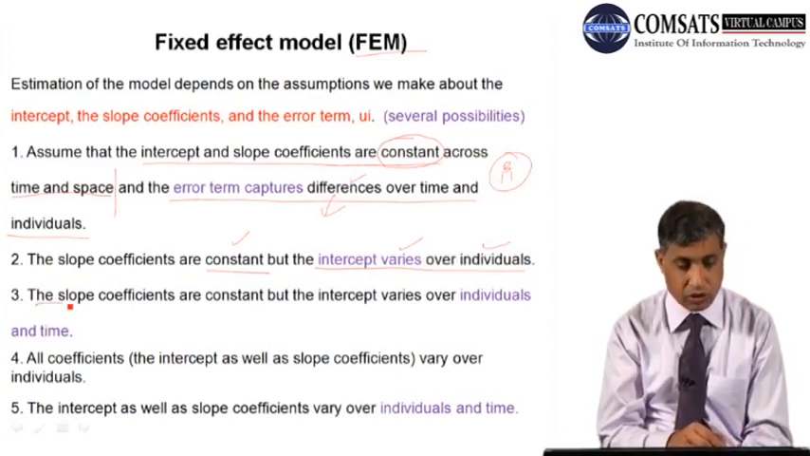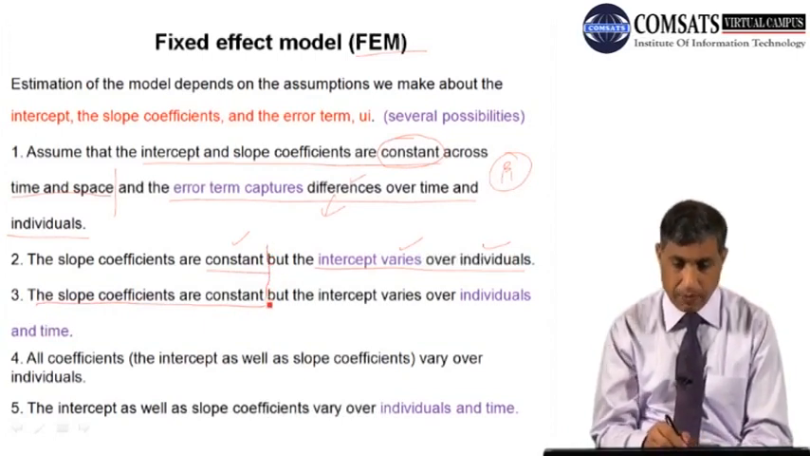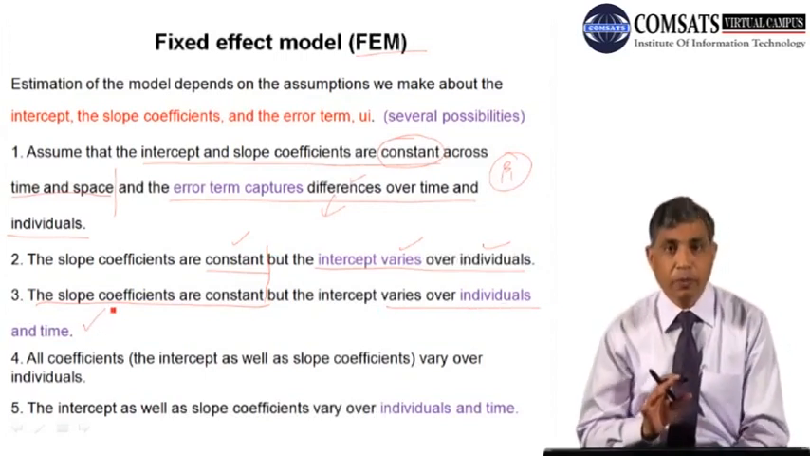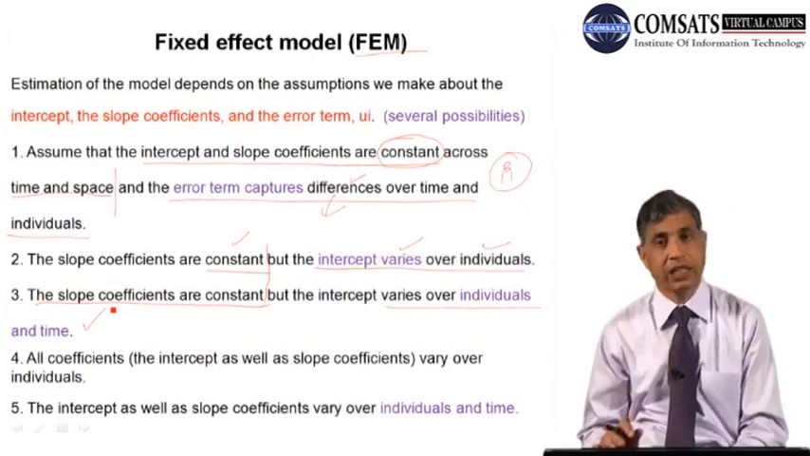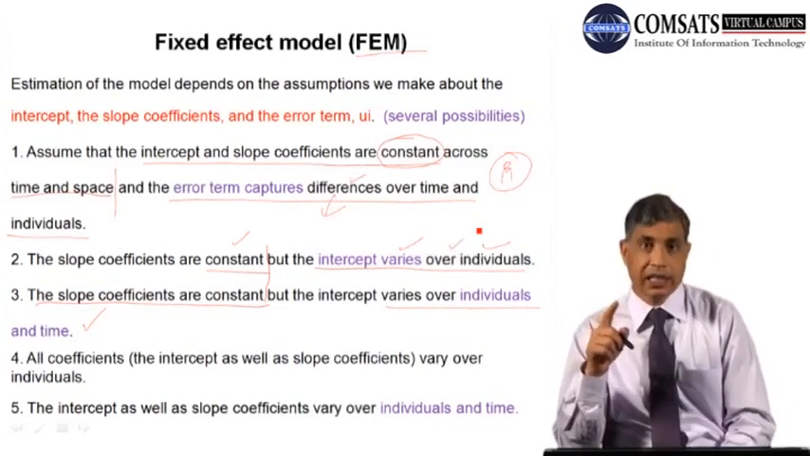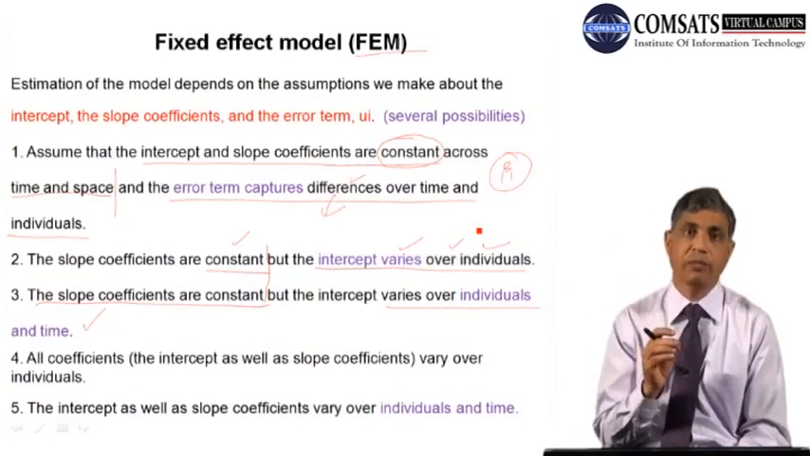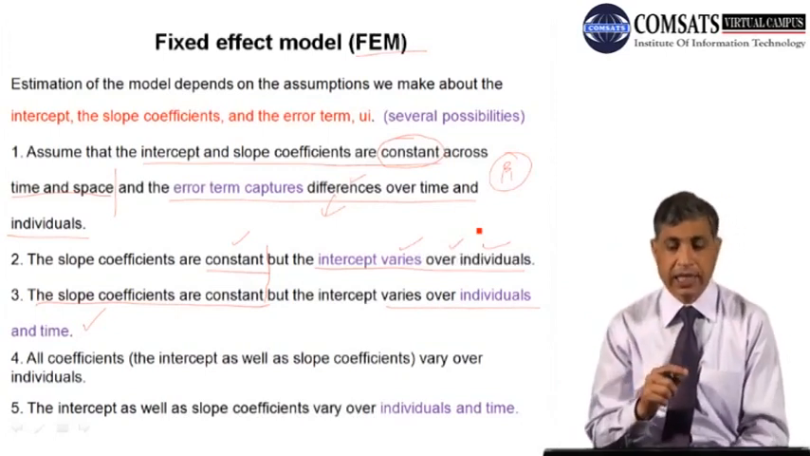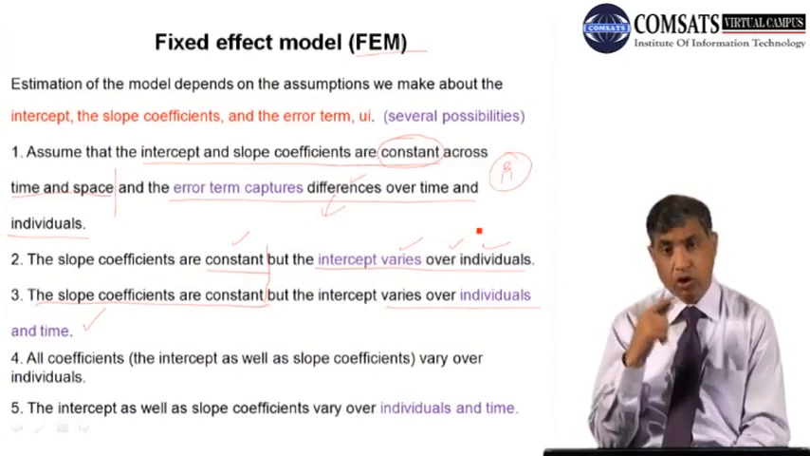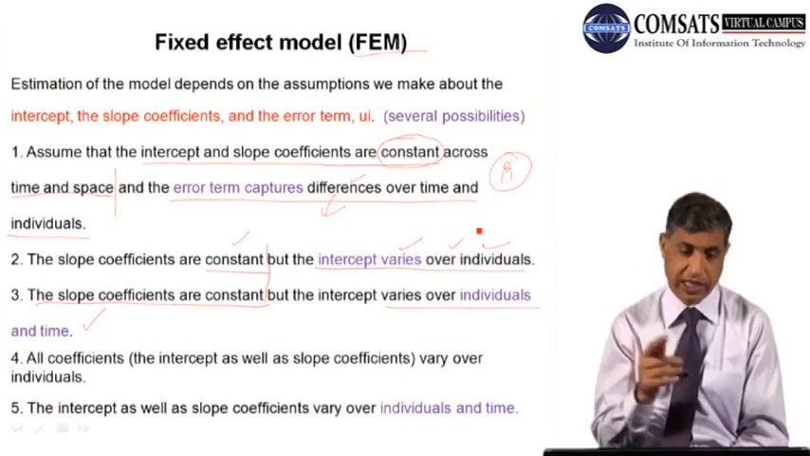The third is that the slope coefficients are constant. Up to here it is similar, but the intercept varies over individuals and time. We are more relaxing towards the intercept. In the second, we said that intercept varies but only across units. But now we are becoming more and more generous, and it can change over time as well as across space and time.